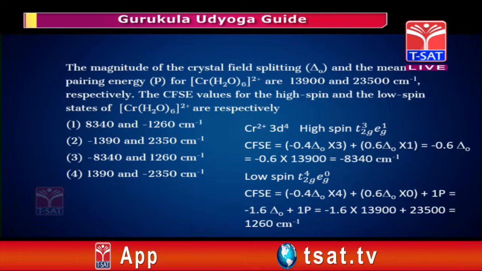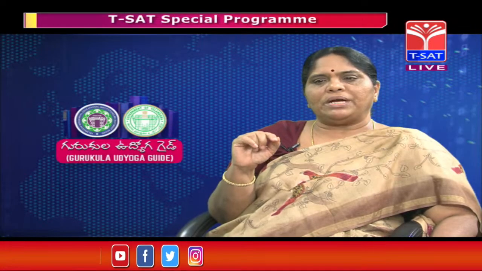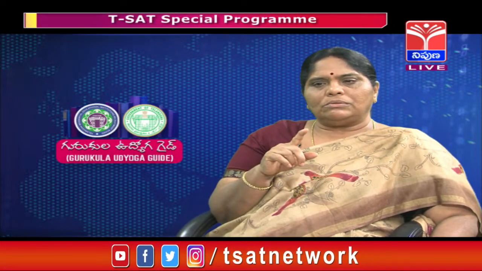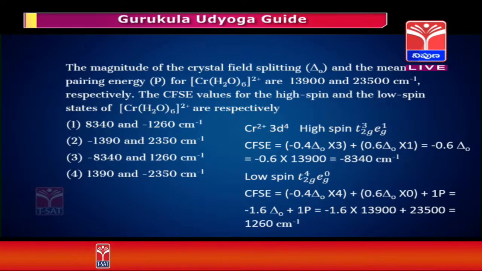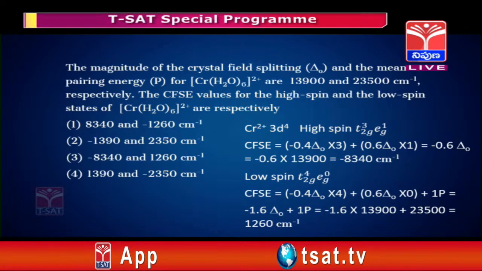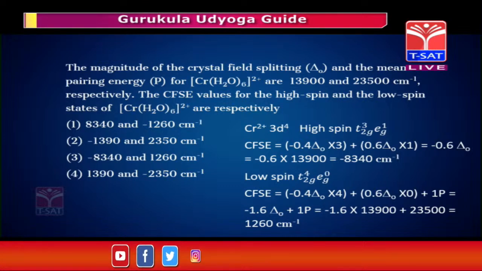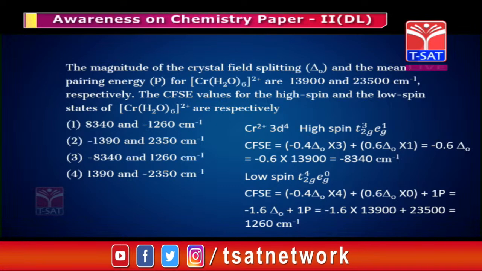So, the electron in the T2g level will have minus 0.4 delta O energy, and in the Eg level will have plus 0.6 delta O energy. So, based on that, if you calculate, the CFSE is minus 0.6 delta O. Delta O value is given. So, minus 0.6 into 13,900 comes out to be minus 8,340. See, there is only one option having minus 8,340.